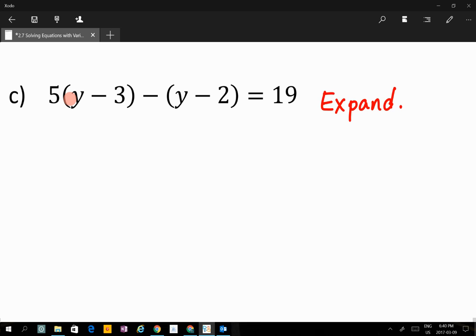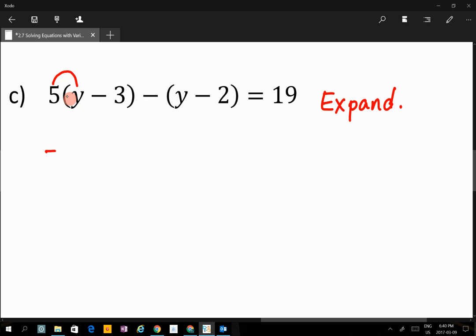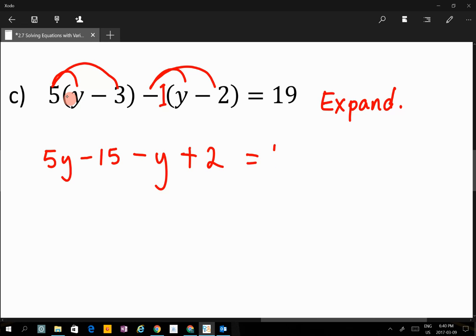Okay, so if I expand this, I have 5 times y, which is 5y. 5 times minus 3, which is minus 15. Don't forget there's an invisible 1 here. So minus 1 times y is minus y. And then minus 1 times minus 2 is positive 2, equals 19.